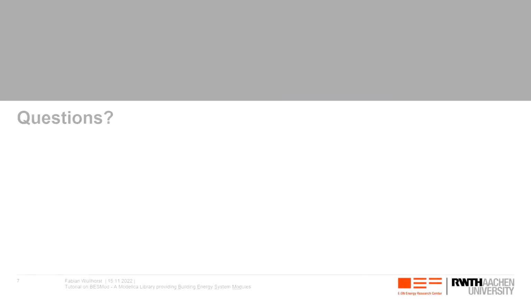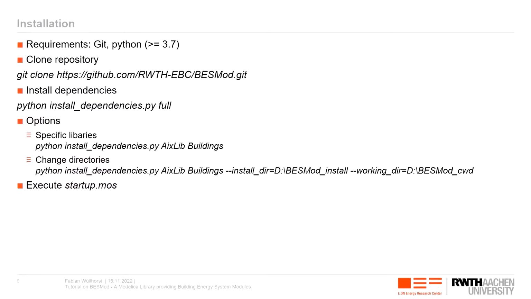So before we can look at how the Modelica code is implemented, we have to check how we can install BESMod. And this is fairly quick. Basically, to install, you need Git and Python, both of which are currently standard for researchers. Then you have to clone the repository. You have to install the dependencies.